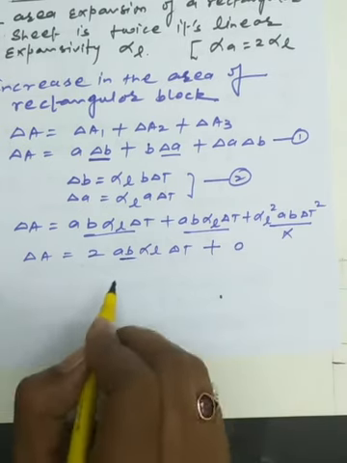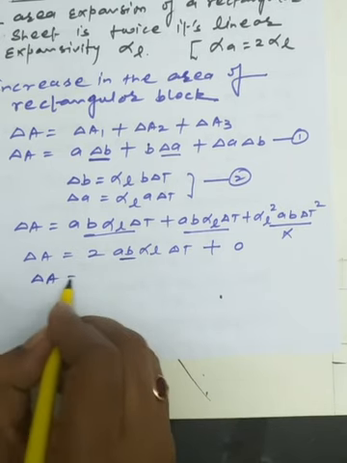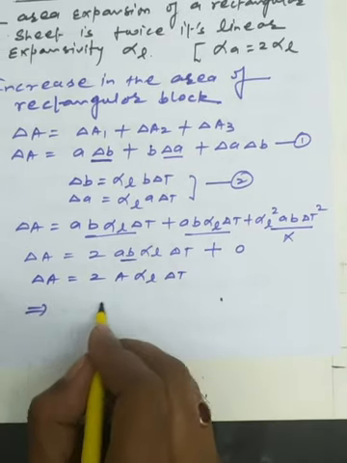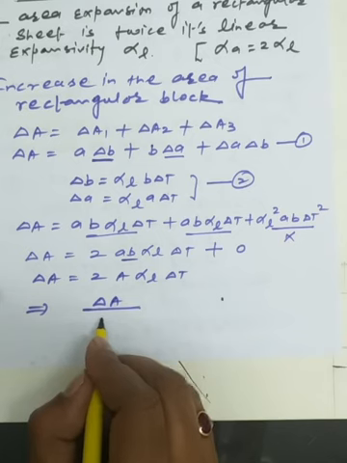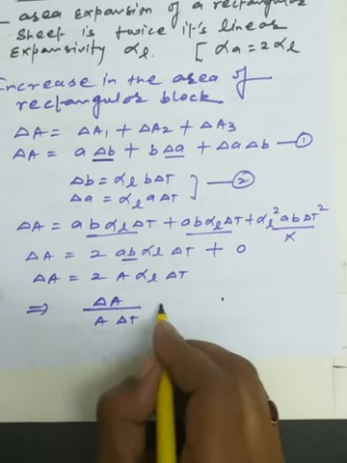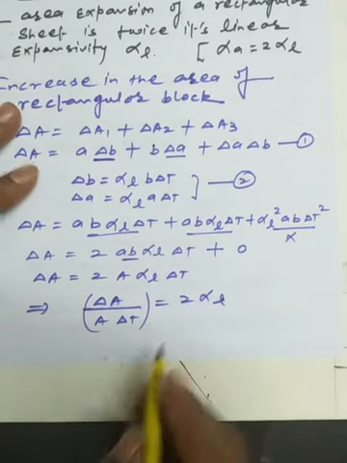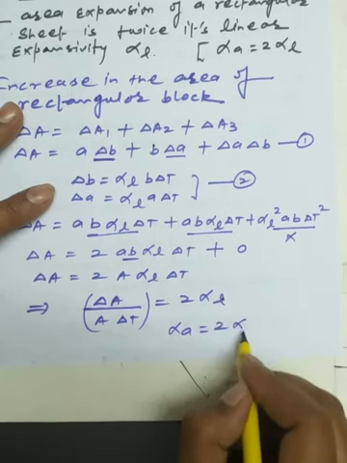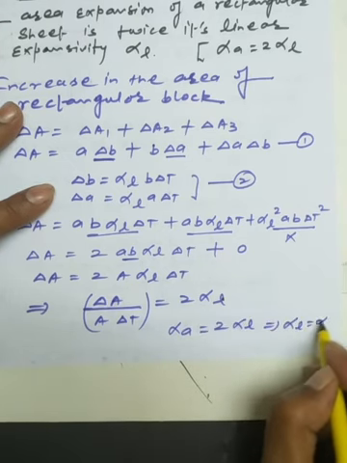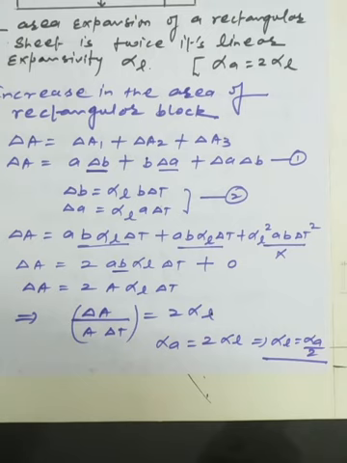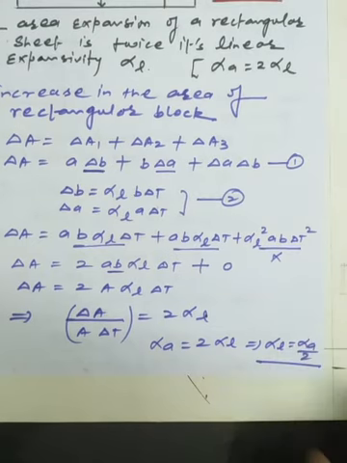Now AB can be termed as the initial area, so we can write delta A is equal to 2A alpha L delta T, and delta A upon A delta T can be written as 2 times alpha L. Already we know that this is the area expansion coefficient, so alpha A is equal to 2 times alpha L. This implies that alpha L is alpha A by 2. So this is the simplest representation, which gives the same relation we have already discussed. This is all about the relation between alpha A and alpha L.